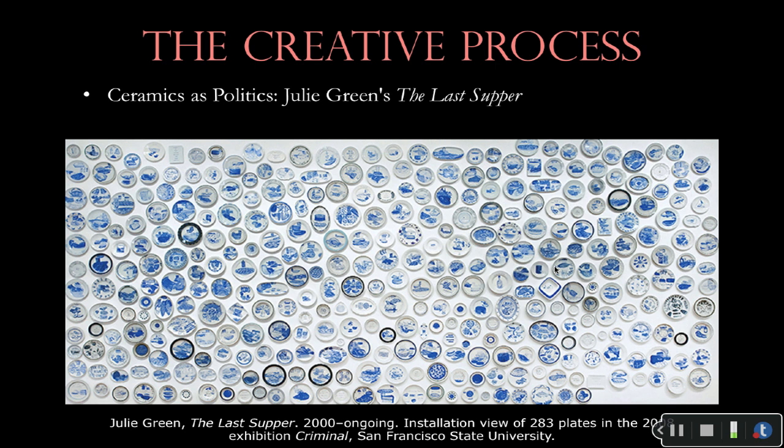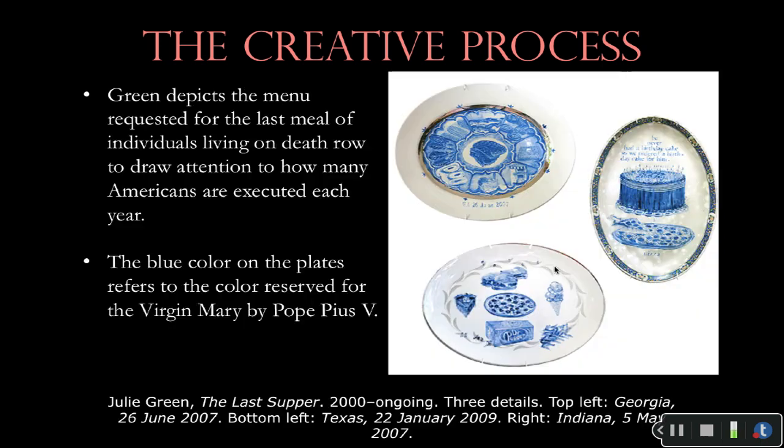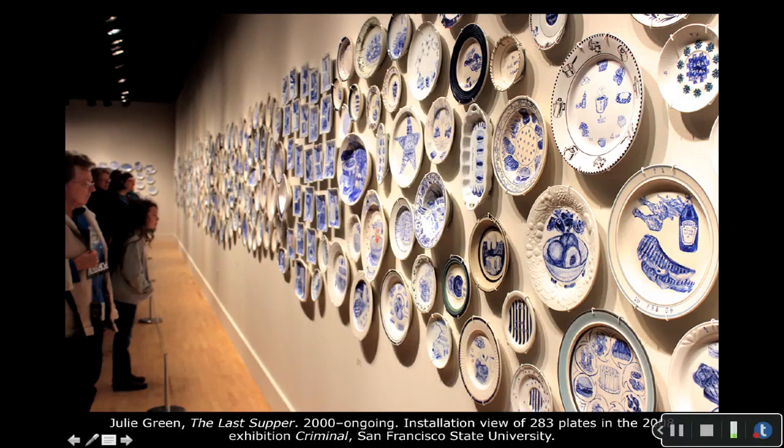So Julie Green is one of these artists, and here she's using her ceramics as a form of politics. This work is called The Last Supper. It's from 2000, and I actually want to show you this view first. This is an installation view. You can see just how huge this piece is. It spans not only this central wall, but also a variety of other walls in the gallery space. So there's hundreds of plates.